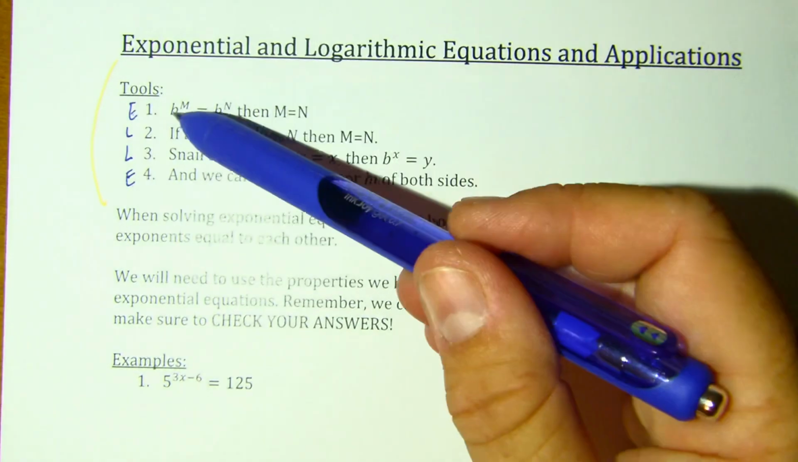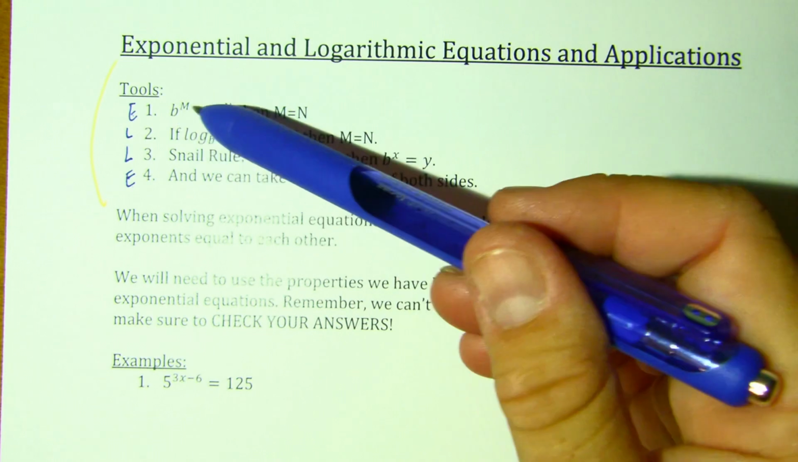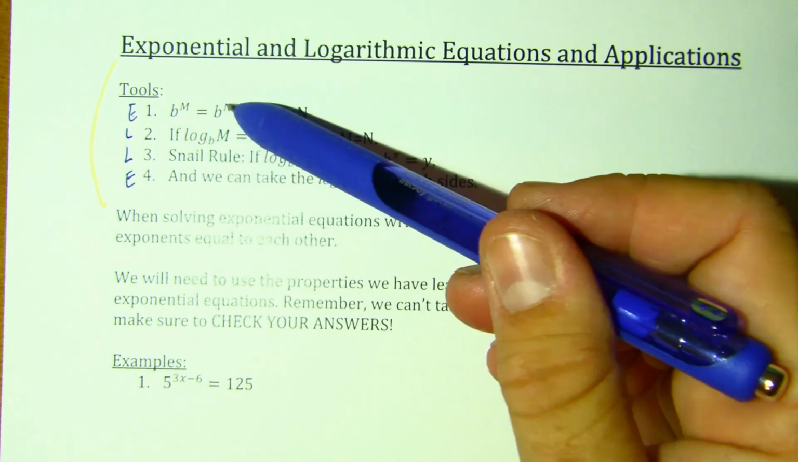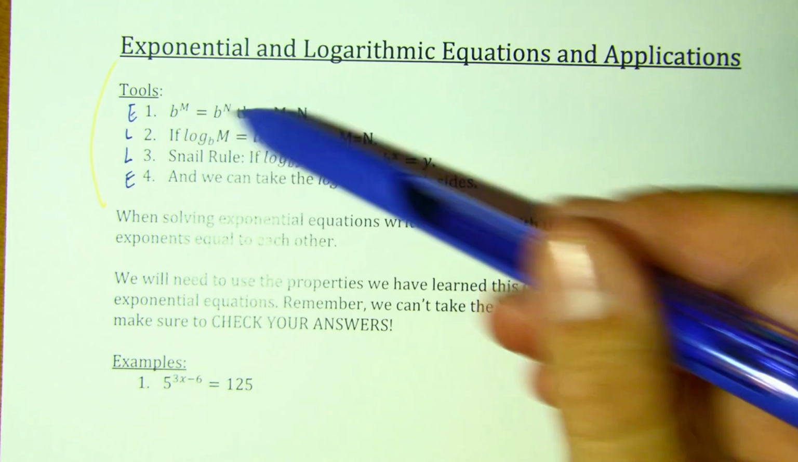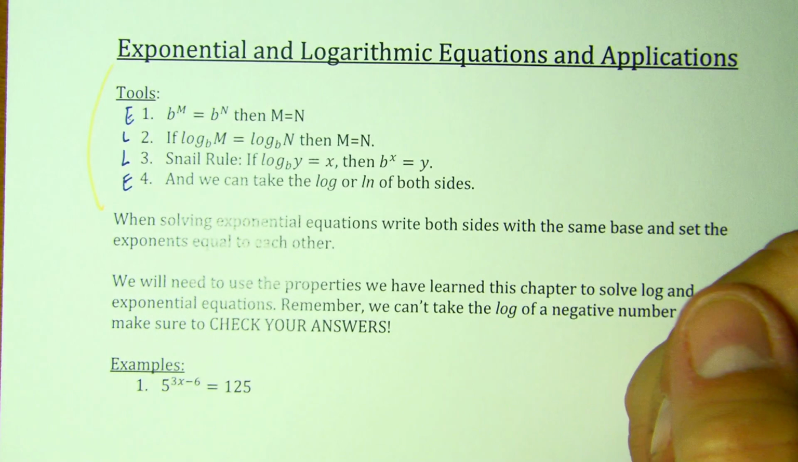Now the first tool is, if we can rewrite this so that the bases are the same, then if each side just has one term with one base and then exponents, and the bases are the same, then that means the exponents also have to be equal. And then that'll be an easier equation for us to solve.